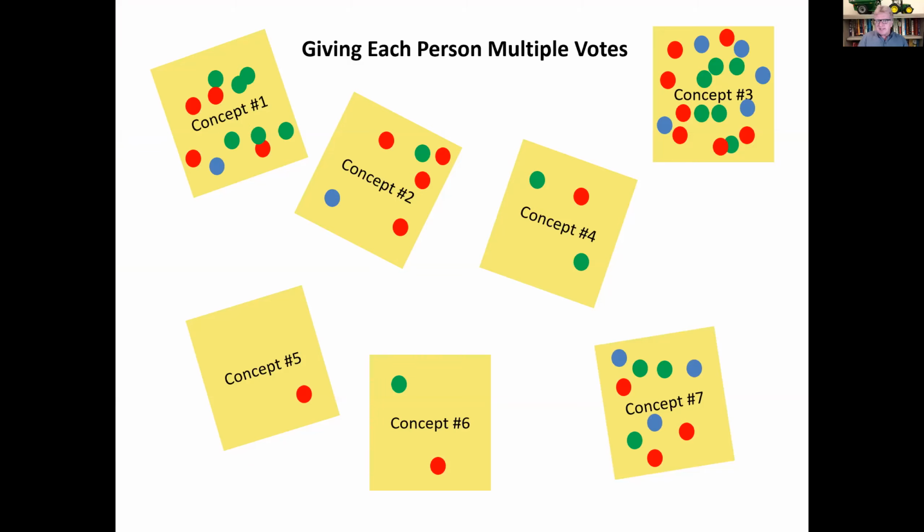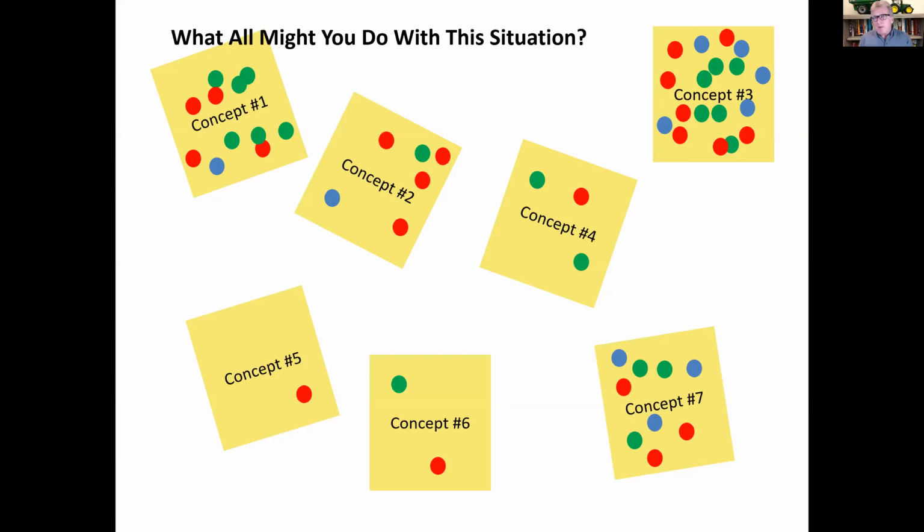So you might look at this and, okay, you do a count. Well, concept number 3 has the highest number of votes. But then I look at this as well and I say, okay, concept number 1 has a pretty big number. And also concept number 7, there's a few there that we really need to talk about and consider. Concept 5, yeah, not so much. Concept 6 has only got 2 votes. So what might you do in this situation?